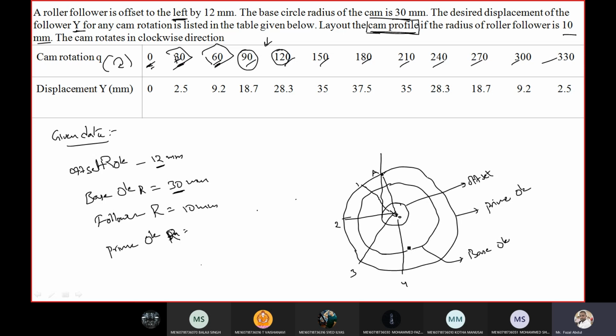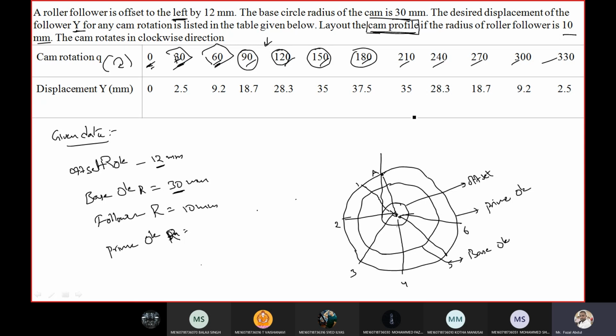Now what is the next one? 150 degrees. Keep the D scale here and measure 150 degrees and show on the prime circle as the fifth point. Connect 0 to 5, a very thin line. The next one is 180 degrees. Measure 180 degrees with the reference 0 to 5, from this line, somewhere here, that is the 6th point.